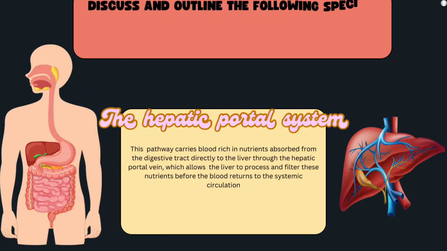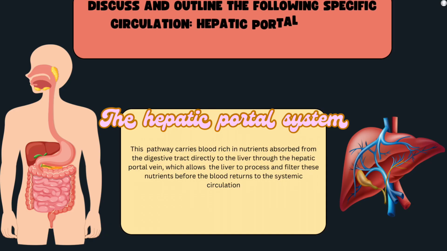Okay, and then lastly, on this last slide, we will talk about the hepatic portal system. This is the pathway that carries blood rich in nutrients absorbed from the digestive tract directly to the liver through the hepatic portal vein. This allows the liver to process and filter these nutrients before the blood returns to the systemic circulation.